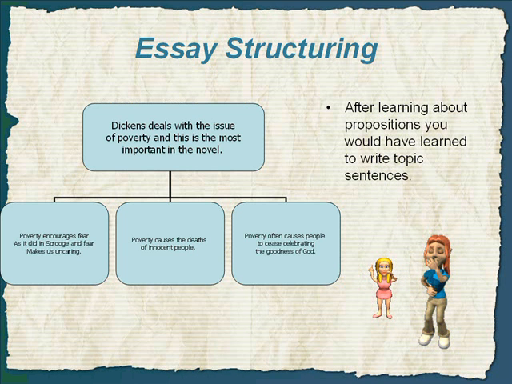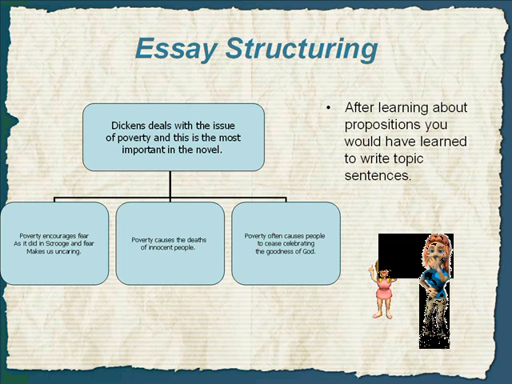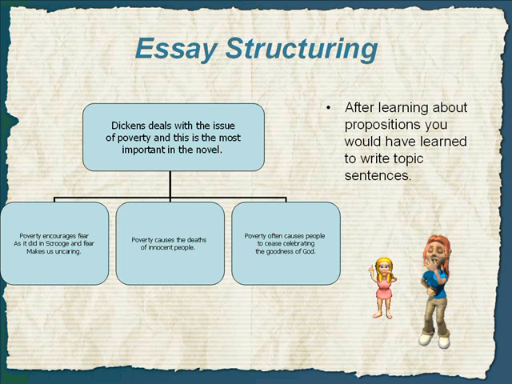After I've written my introduction, and of course most importantly my proposition, I now have to go on to writing topic sentences. Now my proposition said, Dickens deals with the issue of poverty, and this is the most important in the novel. How do I support this? Well, each topic sentence needs to support what I've said in the proposition. The issue is poverty. It is the most important.